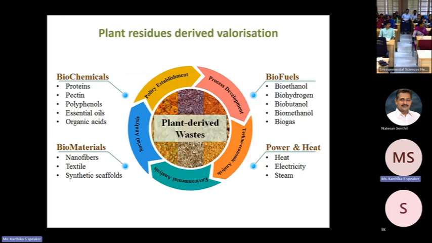Here, plant residue derived valorization, coming to our area. These are all the possibilities from the waste. One is biochemicals we can extract, biomaterial we can extract, biofuel we can extract, and power, heat, energy we can extract. Here: protein, pectin, polyphenols, essential oils, organic acids; biomaterials, nanofibers, textiles, synthetic scaffolds; then biofuels: bioethanol, biohydrogen, biobutanol, biomethanol, biogas. All from the waste, not new materials, please. And then power, heat, electricity, and steam, all from the waste materials.